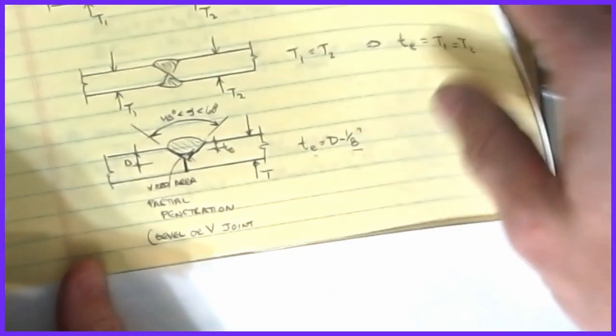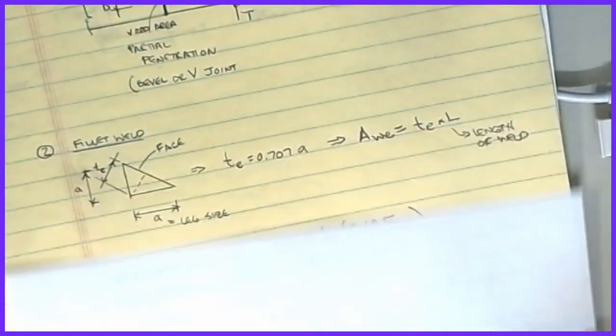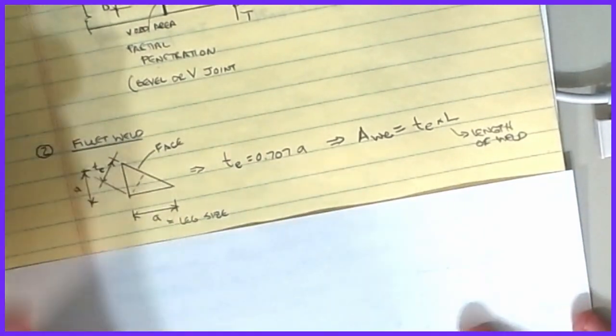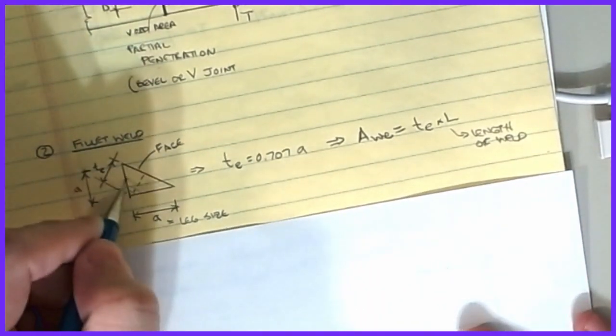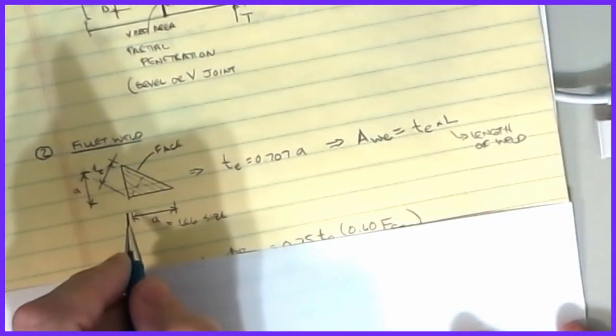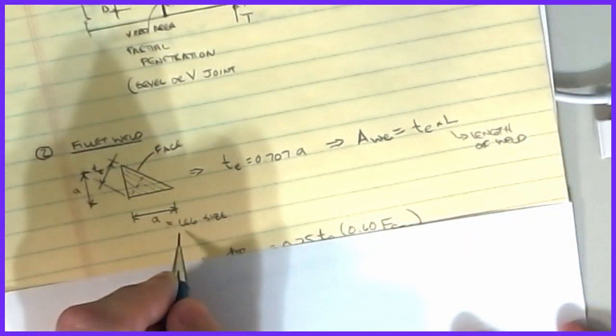So that's the groove welds and the characteristics of the effective throat. For the fillet welds, thankfully, it's a whole lot simpler. All right, so my fillet weld, we showed that as kind of being a triangular region on this thing. Okay, we call the side of the triangle the leg size.